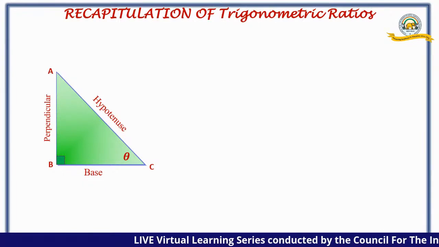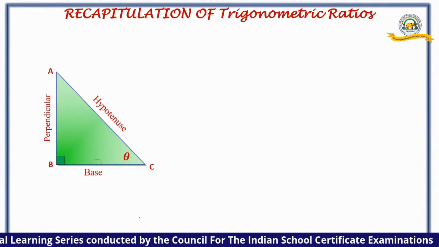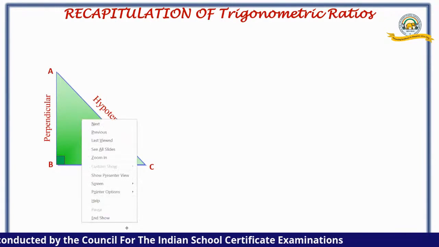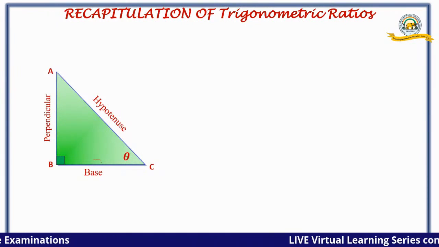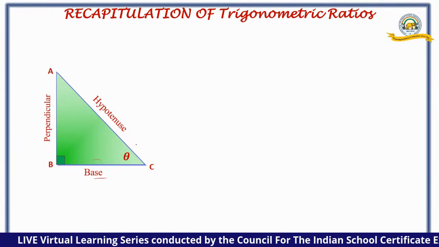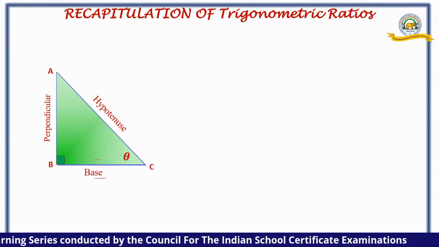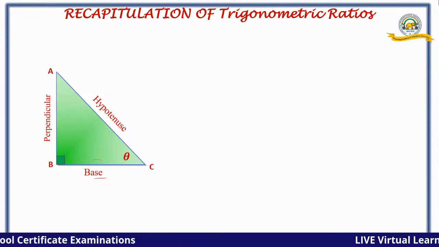We have the right angle triangle, and then we have the perpendicular, that is, the side opposite to theta, whatever the angle we are taking. Say if this is theta, this I'll take as the perpendicular, and the side adjacent to it is your base. The side opposite to the right angle is always the hypotenuse. Don't make a mistake. Hypotenuse is the side opposite to the right angle.